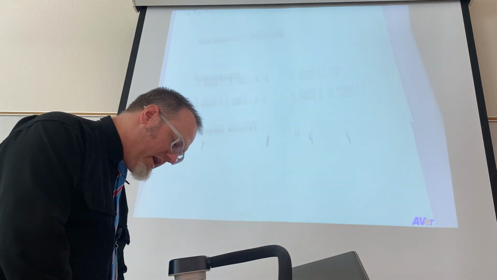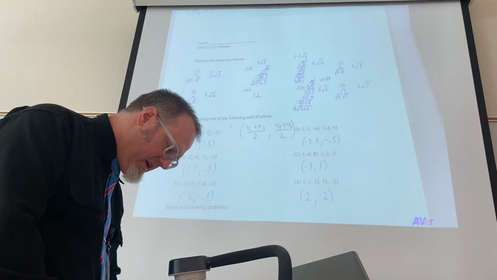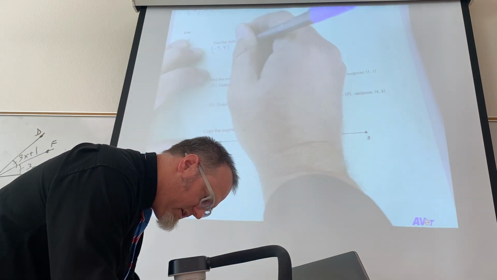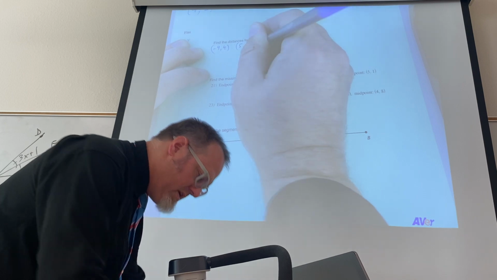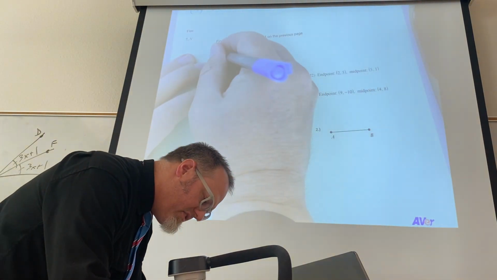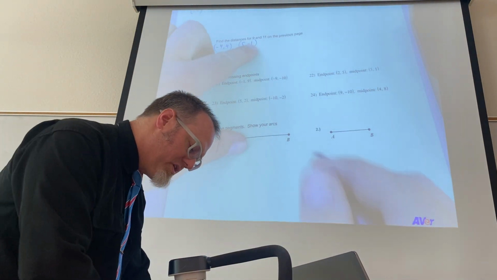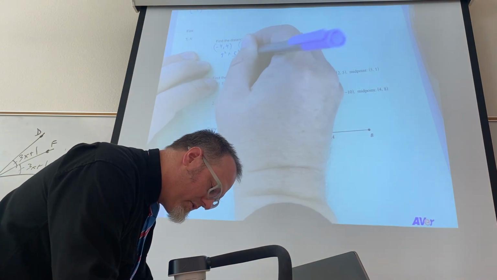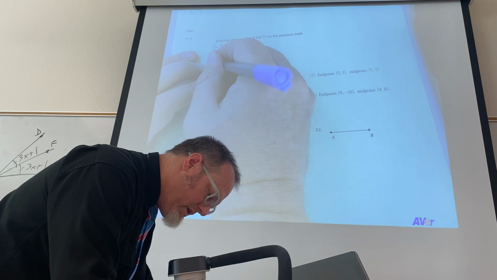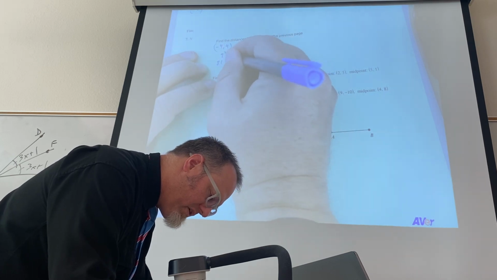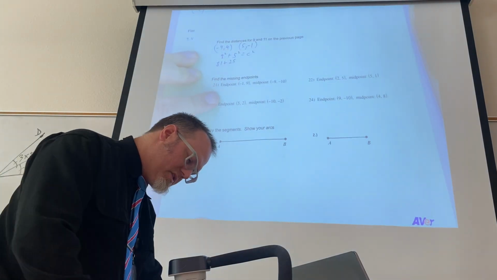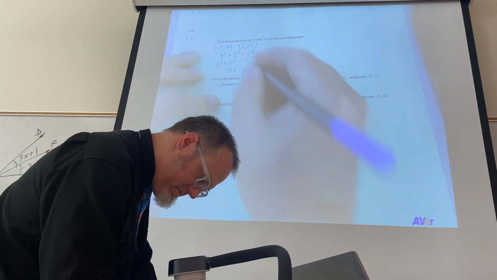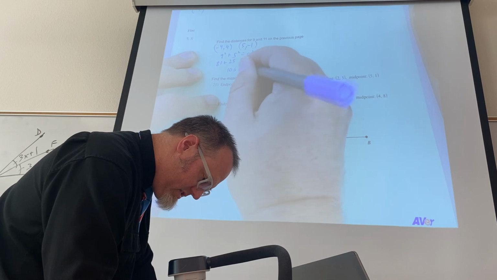Find the distances for 9 and 11 on the previous page. So 9 is negative 4, 4, and 5, negative 1. The distance from negative 4 to 5 is 9. The distance from 4 to negative 1 is 5. So I go 9 squared plus 5 squared is equal to c squared. 9 squared is 81. 5 squared is 25. When I add those together, I get 106. That's equal to c squared.